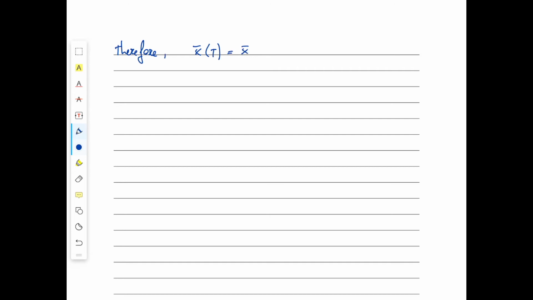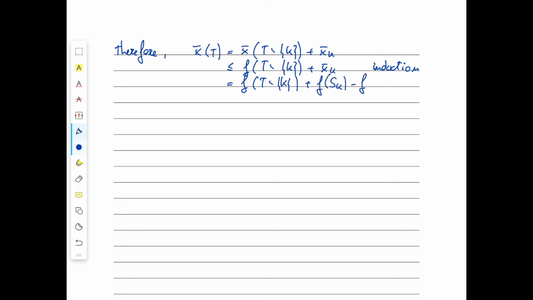So now we break it down into x bar of T minus k, and of course plus x bar of k. Now we immediately use induction, so this is less than or equal to f of T minus k plus x bar k, and this is induction. I'll just write it here. Now I just use the definition of x bar k. So again, we have f of T minus k, just copying, plus, here's the definition, f of S_k minus f of S_(k minus 1). Good. And so this, let me just write it, definition of x bar k.